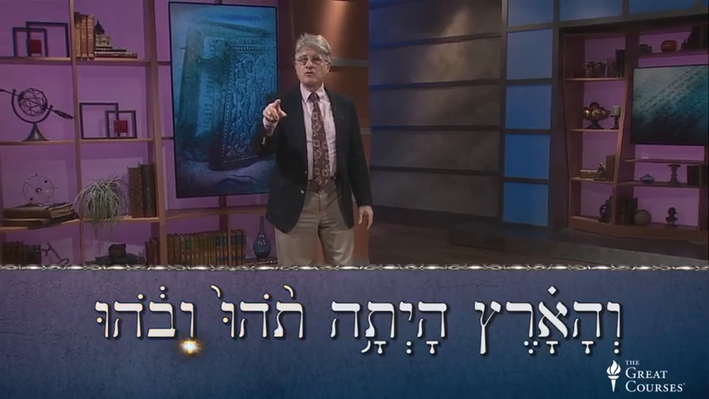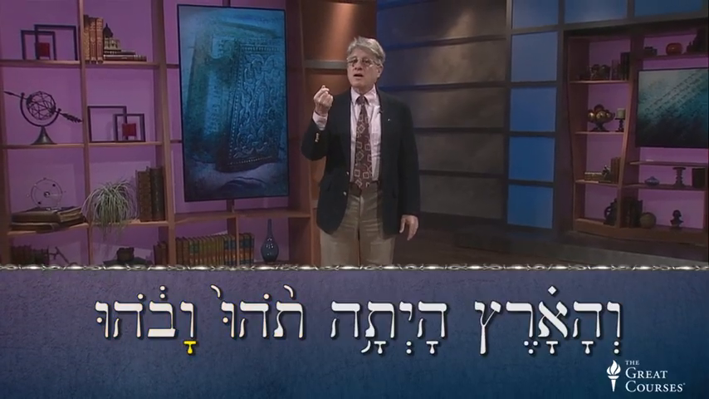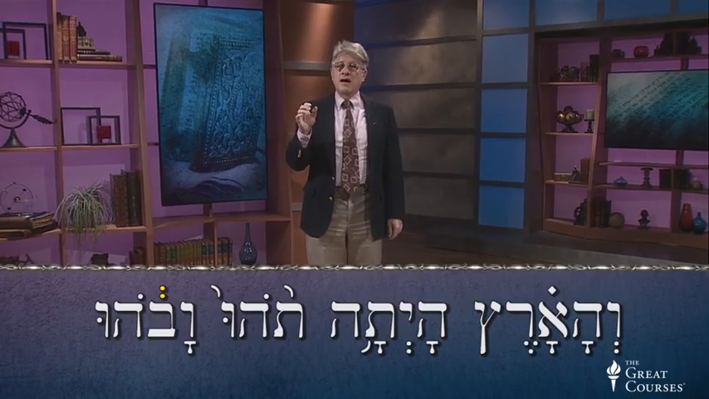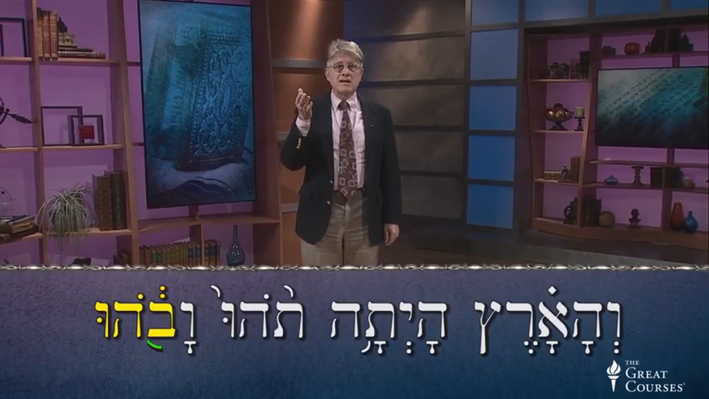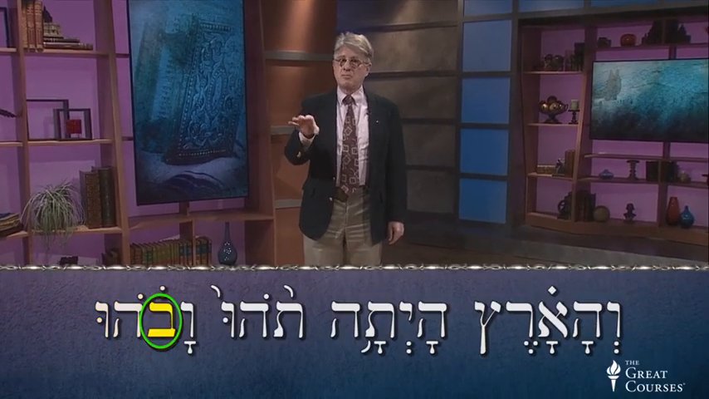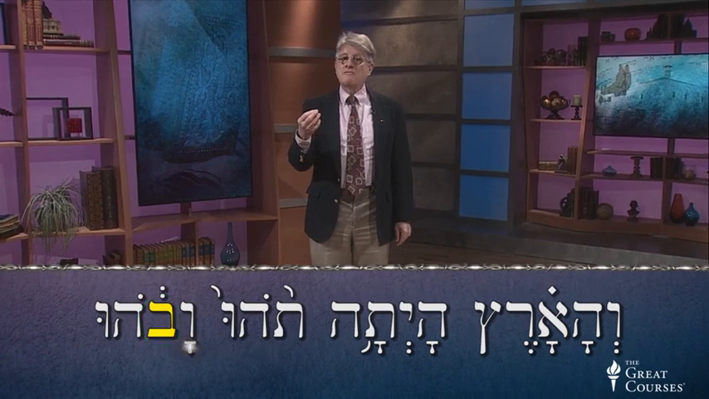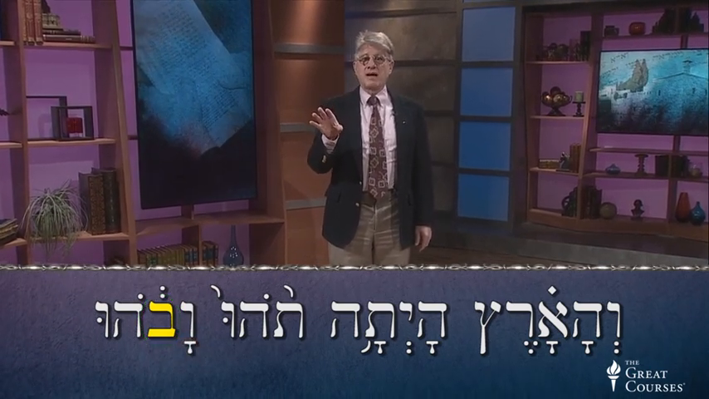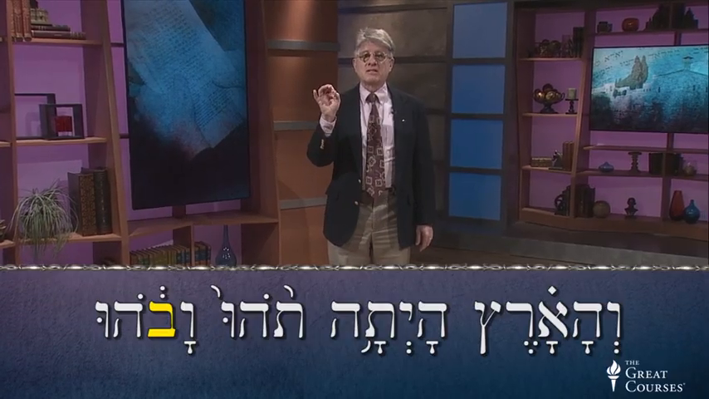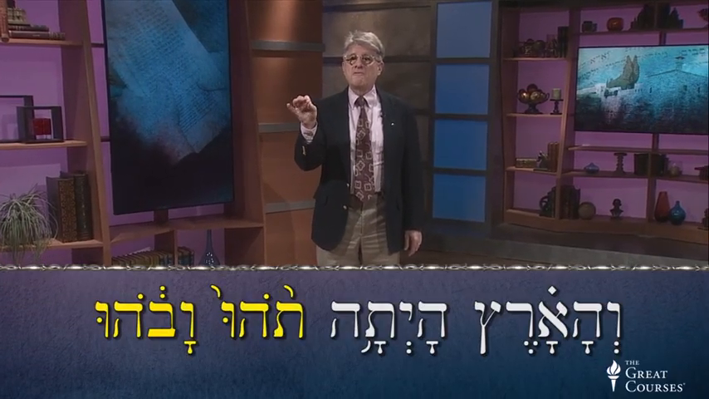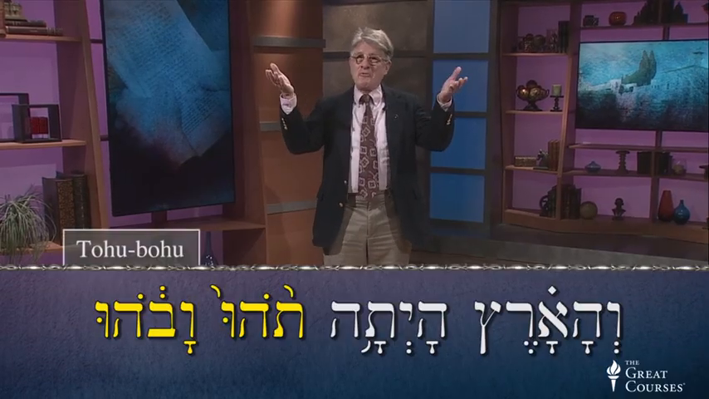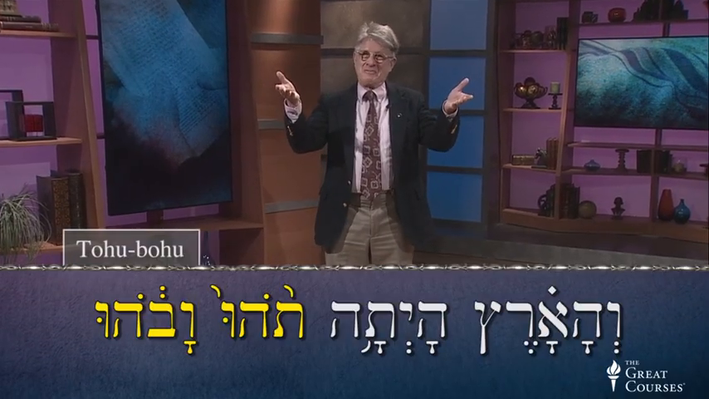Notice that the vowel under our conjunction v is a kamatz because the accent is on the very next syllable, and that bohu has no dagesh in the bet because this is a beged kefet letter with the vowel sound immediately before it. So instead of being pronounced as b, the bet is pronounced as v, tohu vavohu. And what is tohu vavohu in English? It's tohu bohu. Look it up if you don't believe me.